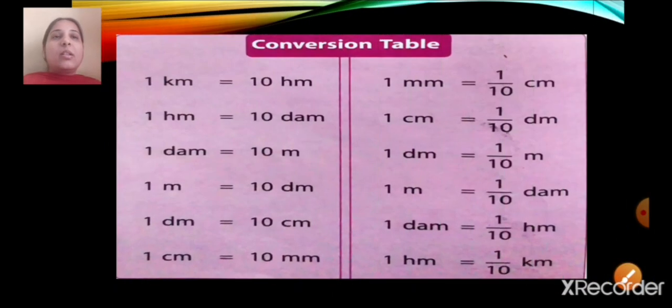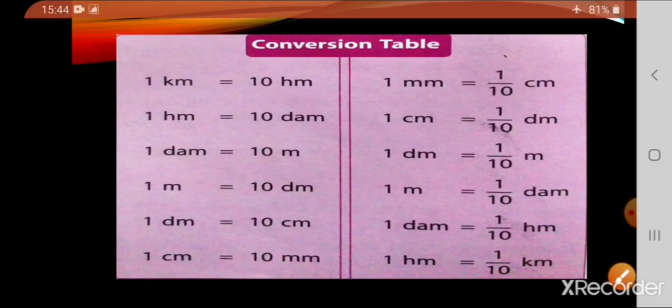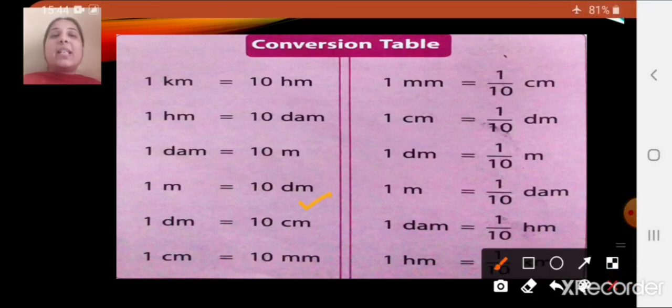Then this is also the conversion table for length, like 1 kilometer is equal to 10 hectometer. 1 hectometer is equal to 10 dam. Now what is dam here? Dam, it is decameter. Then 1 decameter is equal to 10 meter. 1 meter is equal to 10 decimeter. Now 1 decimeter is equal to 10 centimeter. 1 centimeter is equal to 10 millimeter. mm stands for millimeter.